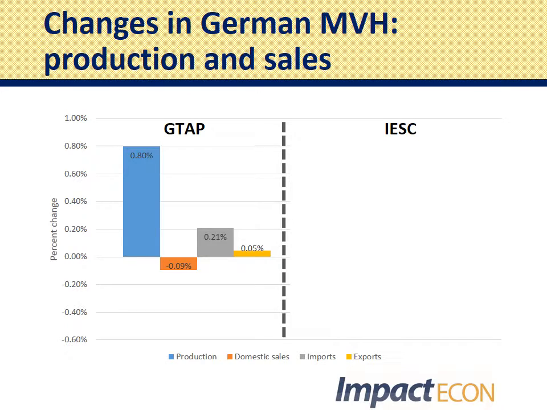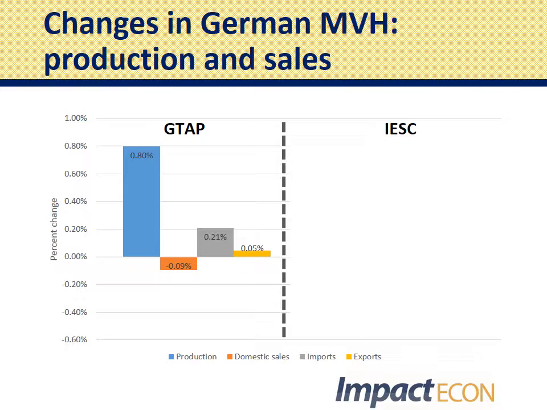In the standard GTAP model, the shock results in an increase in production of motor vehicles in Germany, despite the intention to lower the import price on the final good, autos. Domestic sales decrease slightly, while imports increase, but exports increase as well.